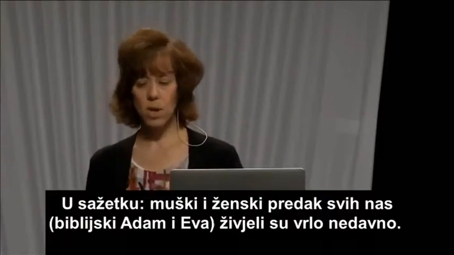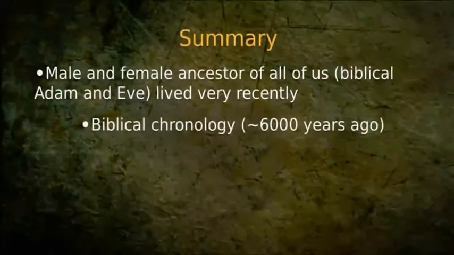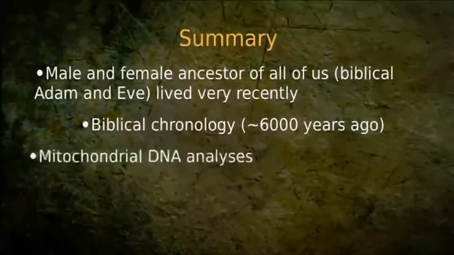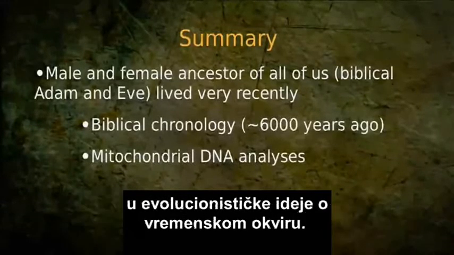So in summary, the male and female ancestor of us all, the biblical Adam and Eve, we know they lived very recently. We know that from the biblical genealogies and chronologies. We know that was about 6,000 years ago. Mitochondrial DNA analysis is absolutely consistent with that. So evolutionists have a lot of explaining to do with this because it just doesn't match their ideas of the time frame.